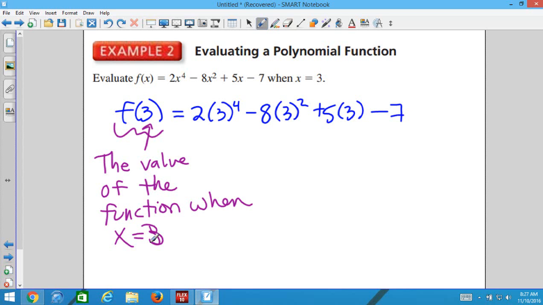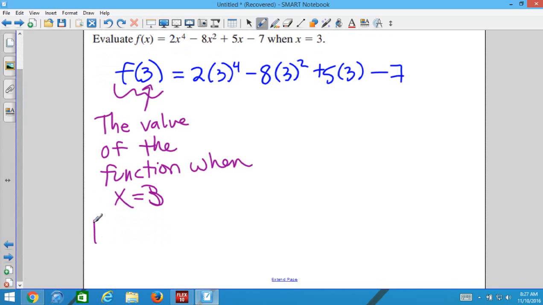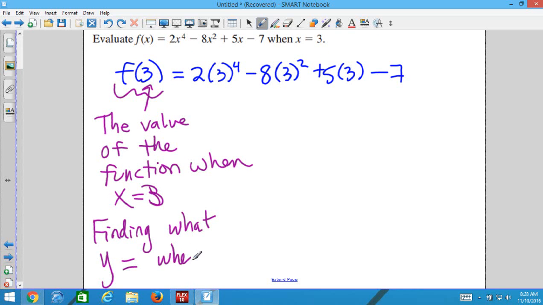It's just y. So what we're doing is we're finding what y is when x is 3. That's what we're doing right here. We're finding what y equals when x equals 3. That's what we're doing. So when you give me the answer, you're giving me what y equals.